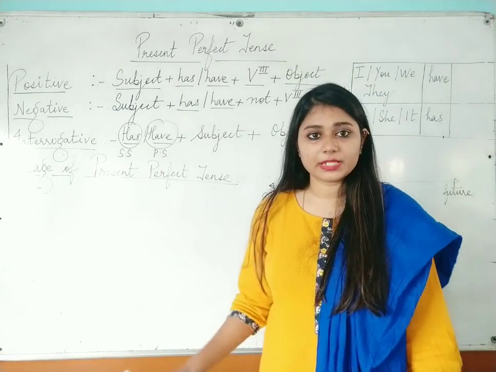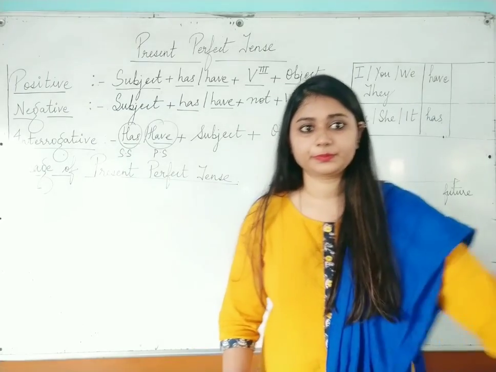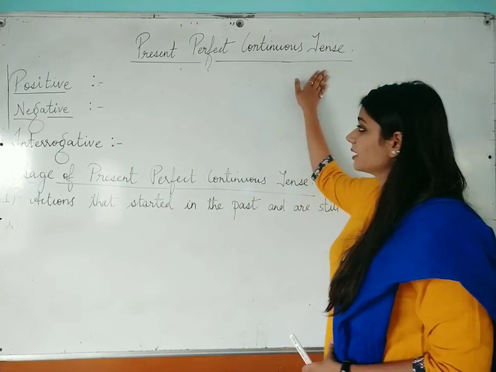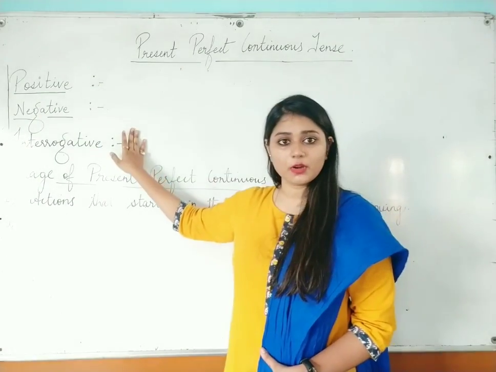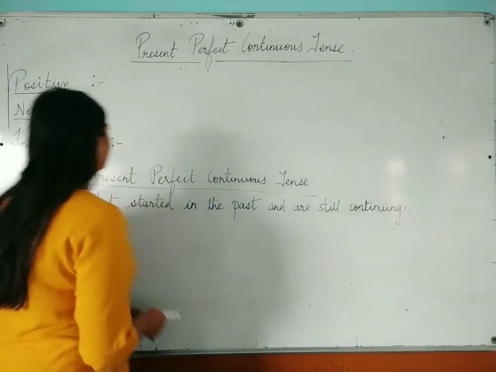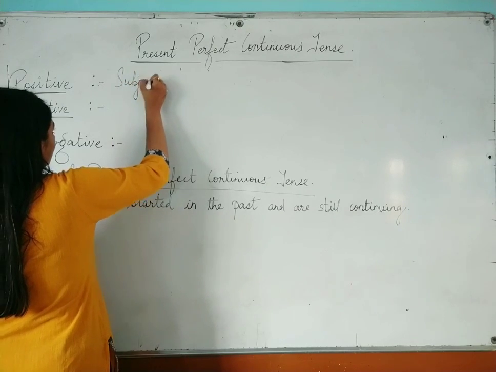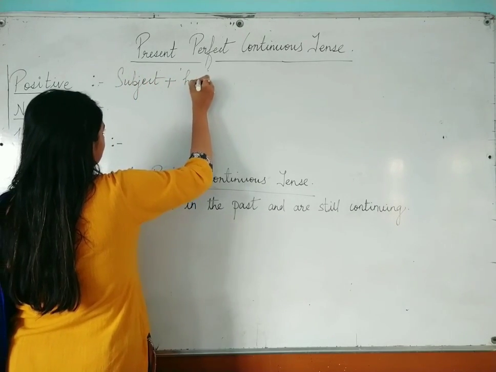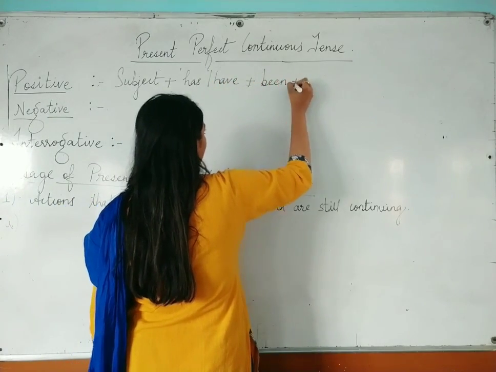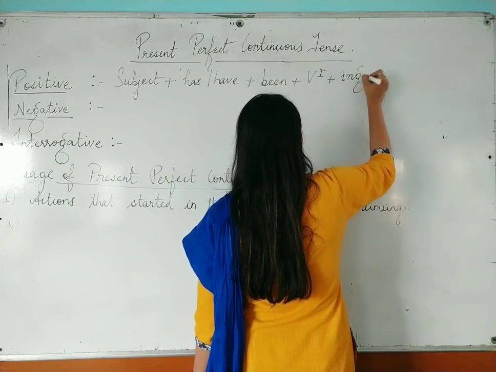Now very quickly we will see the usage and the structure of your present perfect continuous tense. Okay students, now let's study about present perfect continuous tense. Okay, so let's see the structure of present perfect continuous tense. So in positive form we use the structure what? We use again subject, plus has or have, plus been, plus verb first form plus ing.